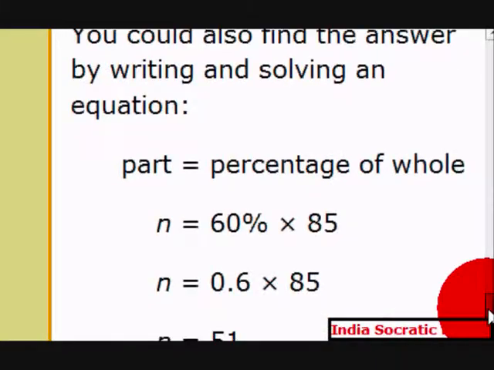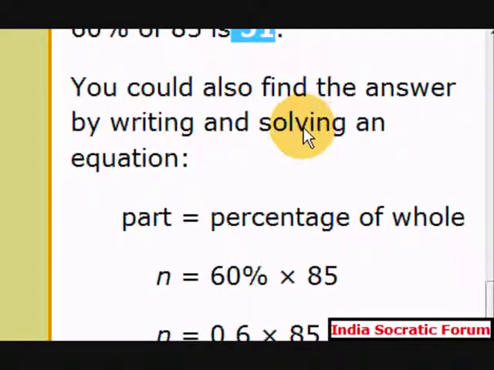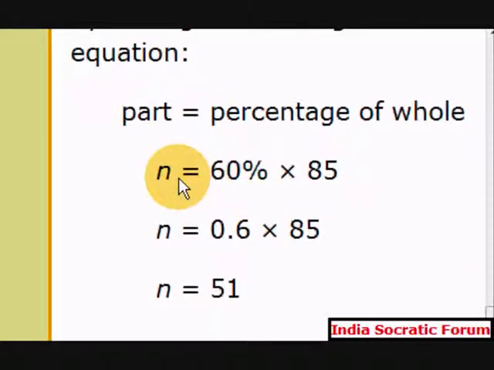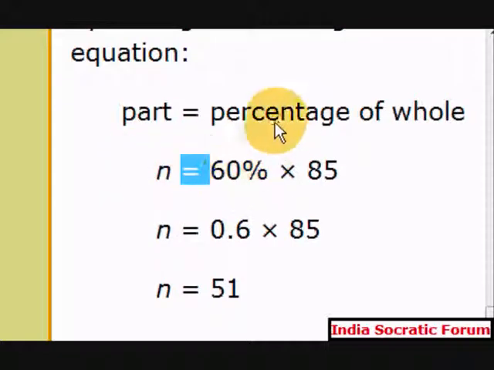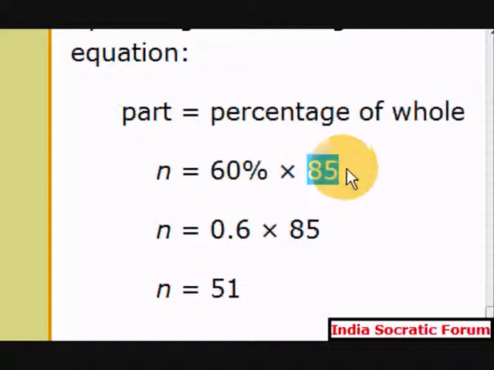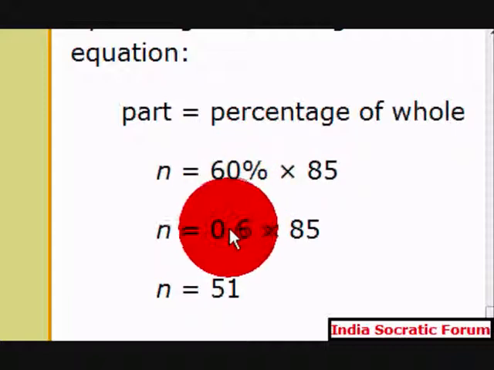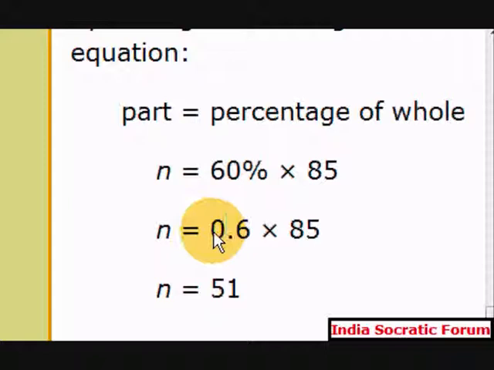You could also find the answer by writing and solving an equation. This is another method. Part equals percentage of whole. What is the part they want to know? n. n equals, what is the percentage? 60%, multiplied by the whole, which is 85. What is 60%? 60 by 100. That is, move the two digits, it is 0.6.